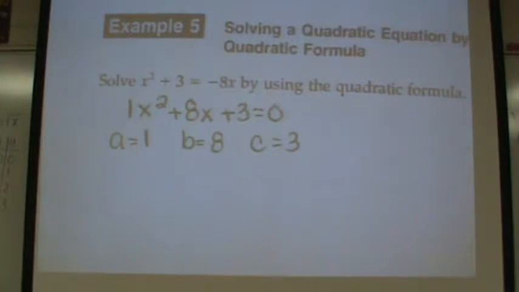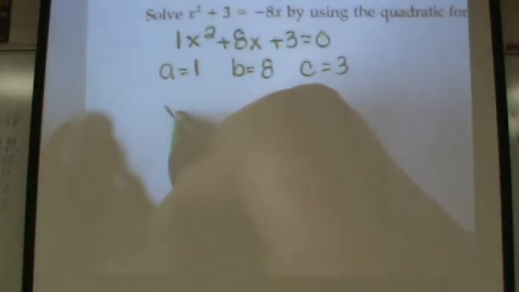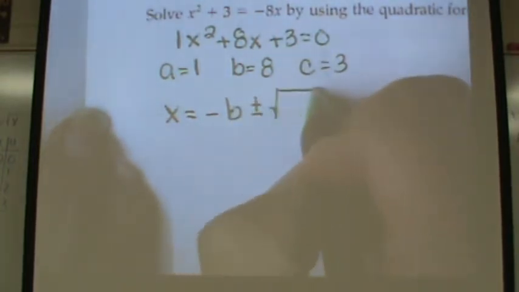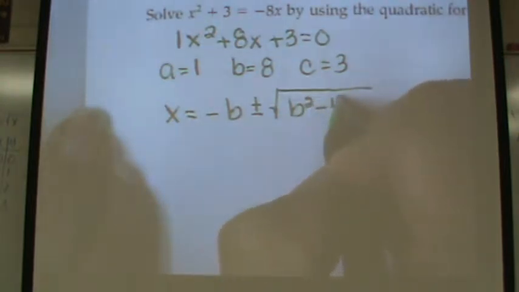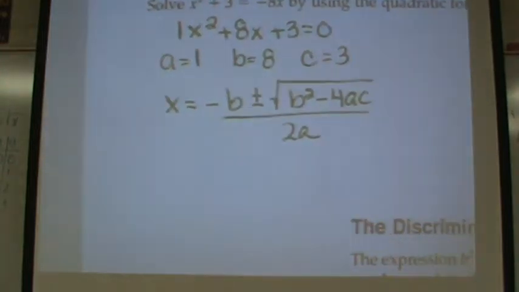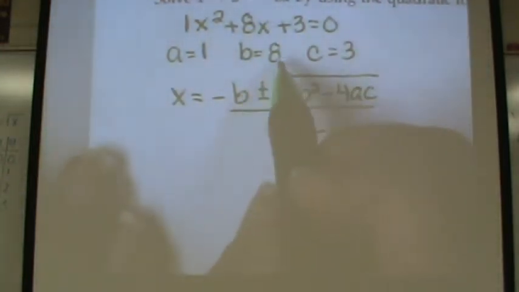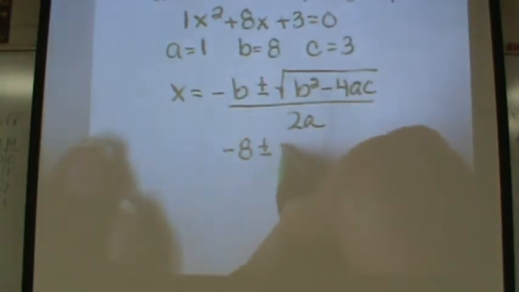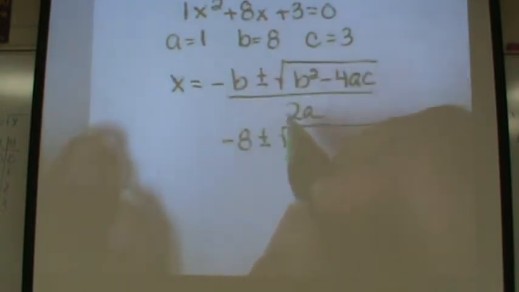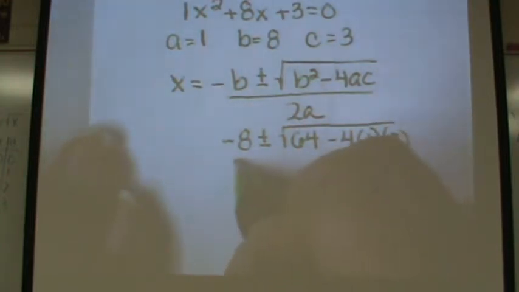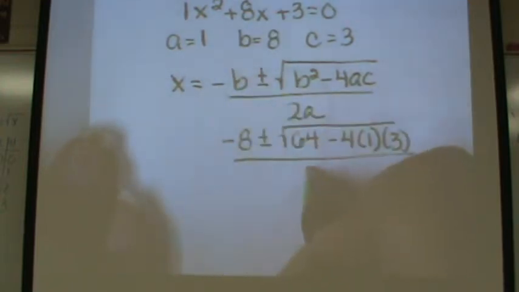So now I always write the formula. I always write it. This is like my recipe. The more you write it, the quicker you'll memorize it. So now what I do, my eyes can go in, steal this thing and stick it right in here. So I do -b plus or minus. I can square the b value. So 8 squared is 64 minus 4 times 1 times 3. All over 2 times 1, which is 2.